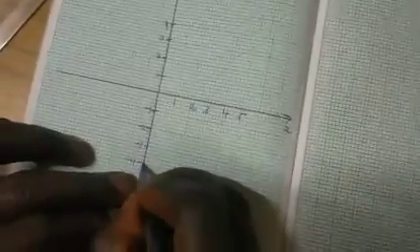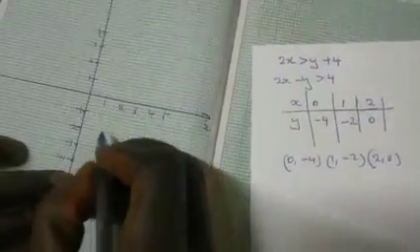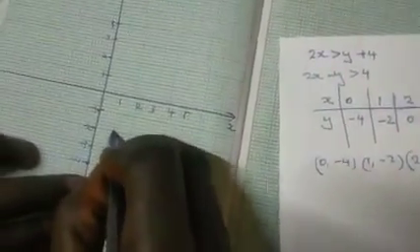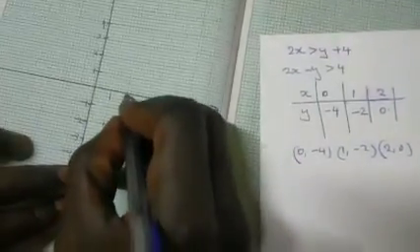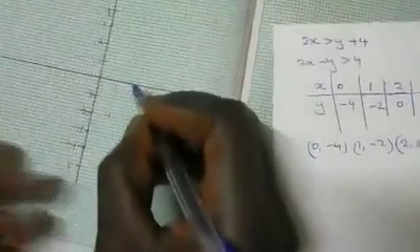So we are going to plot the point (0, -4). When x is 0, y is negative 4, that is this point. When x is 1, y is negative 2, that is this point. And when x is 2, y is 0, so that is that point.